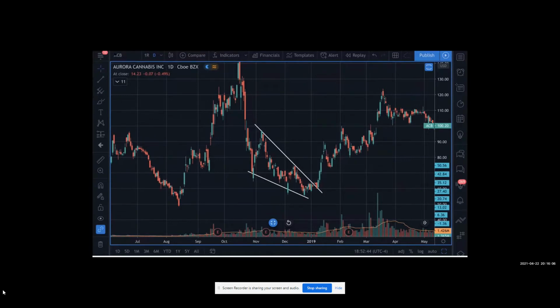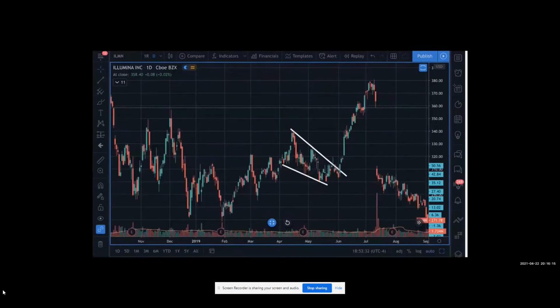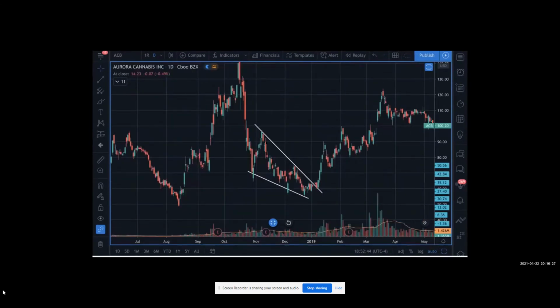You can go to ACB 2019 and go find this pattern for yourself, right? And same with this last one. You can go to Illumina, because this is a real chart, 2019 June, and go look at this yourself and do the same thing I just did. So I'm going to draw the target here. So let's just see if it hit our target.